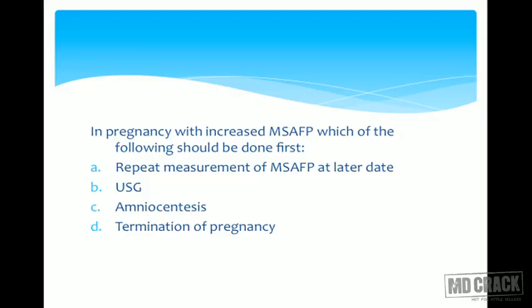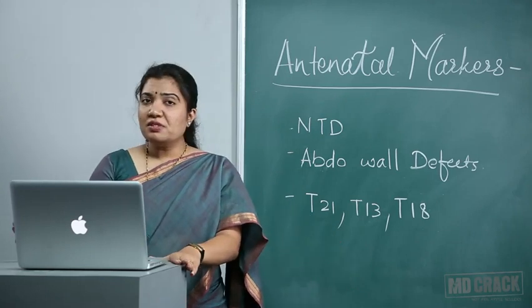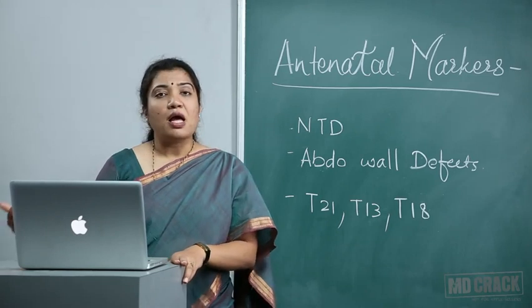Now another question, in pregnancy with increased maternal serum alpha fetoprotein level, which of the following should be done first? Should we repeat the measurement of MSAFP at a later date? Should we go for USG? Should we go for amniocentesis directly? Or should we ask the patient to terminate the pregnancy? As we have seen, repeating levels will not be much useful because they will be again increased.